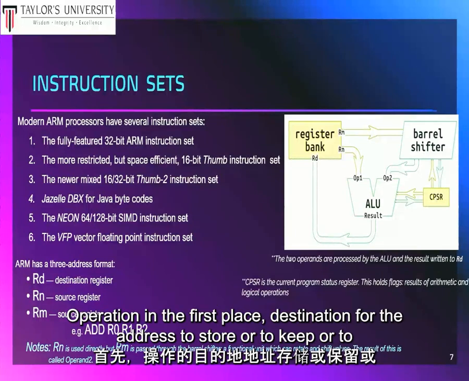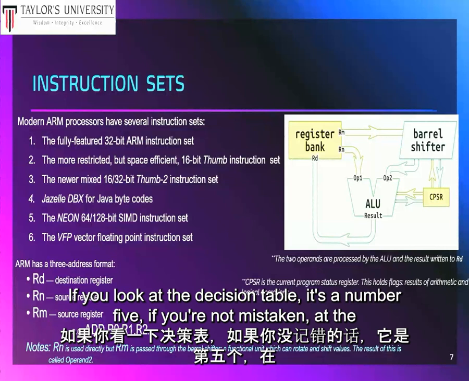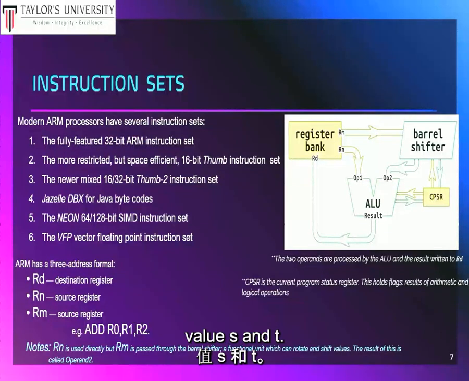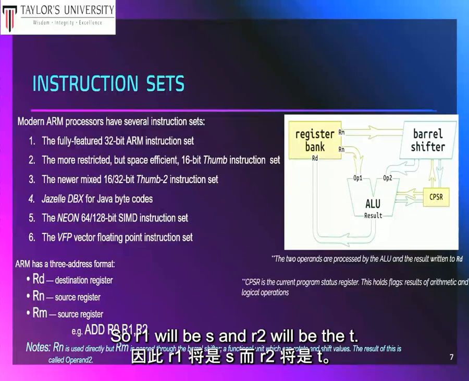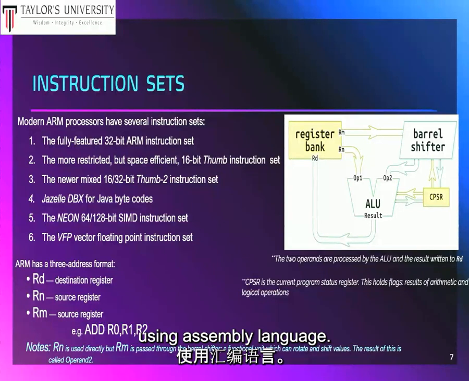The operation comes in the first place, then the destination, the address to store or keep or operate on that variable, which is R0 in this case, and then the operands which are variables. In the machine instruction, if you look at the decision table, it is number 5, if I'm not mistaken, with the values S and T. So R1 will be S and R2 will be T. So it looks like machine language, but this is an example of a piece of instructions using assembly language.